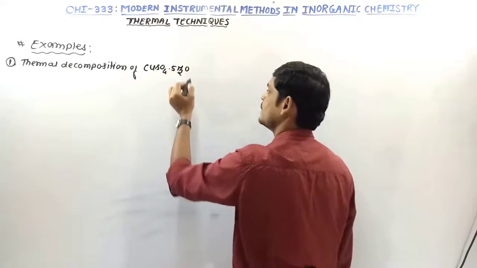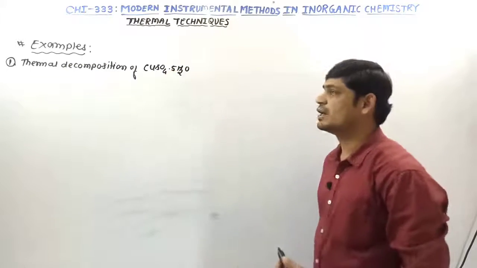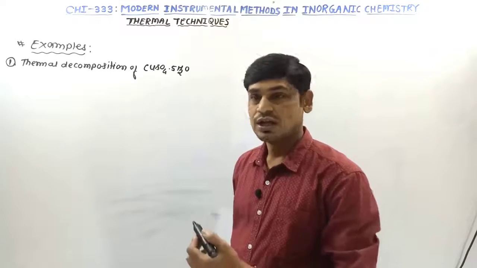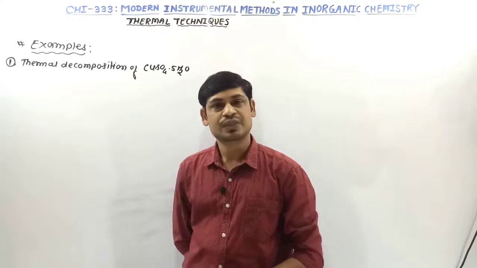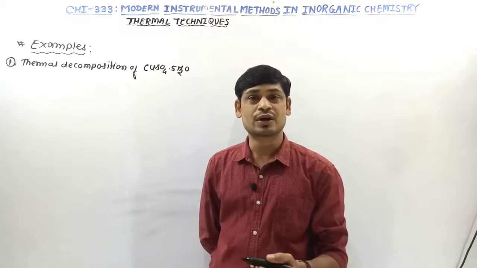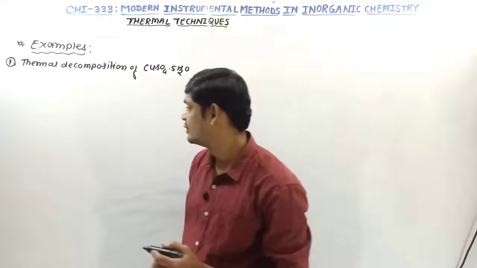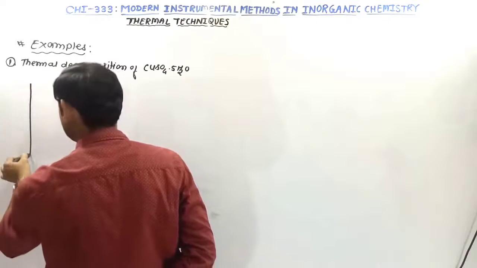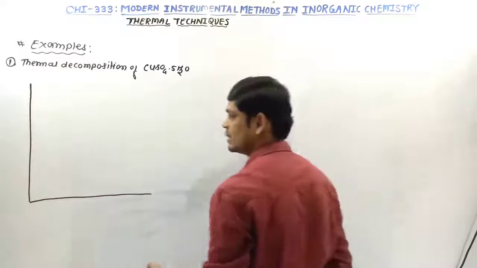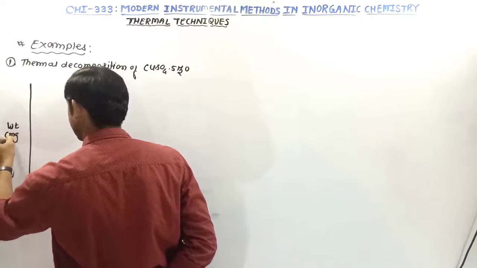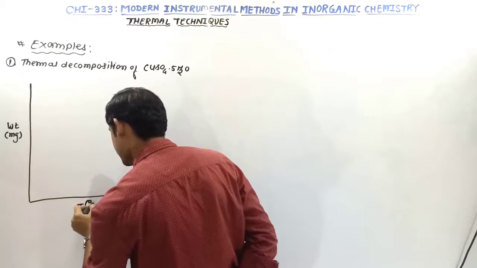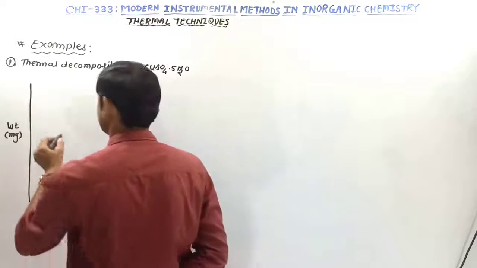Thermal decomposition of copper sulfate pentahydrate. When copper sulfate pentahydrate is heated at a constant rate, the weight change with respect to temperature gives a corresponding thermogram, and the thermogram in TGA is obtained in the form of a curve, just like a staircase. So we will get a corresponding curve in this way. It will be your weight, obviously in milligrams, and this is your temperature in degrees Celsius, and we will get a staircase-like graph here.